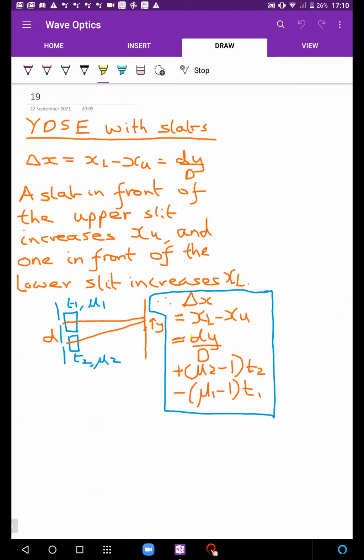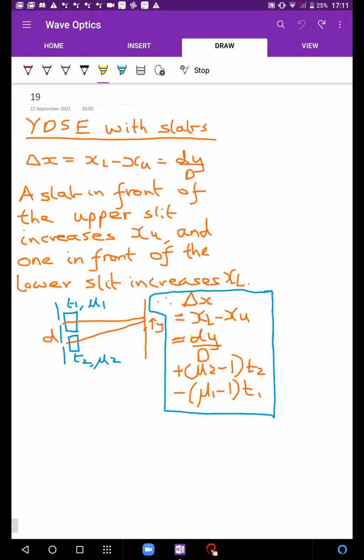To incorporate that, make sure you're again aware it is lower minus upper. So delta x is lower minus upper. उसमें dy by d आ जाएगा. इतना lower definitely चलता है. फिर lower ray और यहाँ पे T2 डिस्टेंस एयर की जगह स्लैब में चलने के कारण μ2 minus 1 T2 चलता है. और सिमिलरली अपर एक्स्ट्रा μ1 minus 1 T1 चल रहा है. लोअर माइनस अपर गिनते वक्त ये ऑफ कोर्स डिफरेंस सब्ट्रैक्ट हो जाएगा. So this is delta x in such a situation.